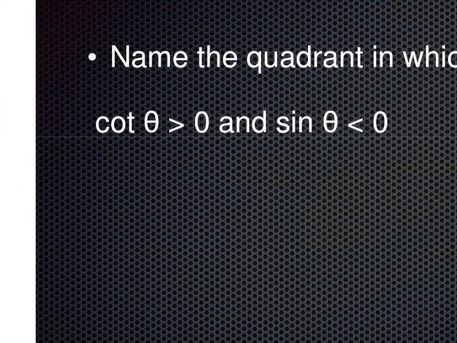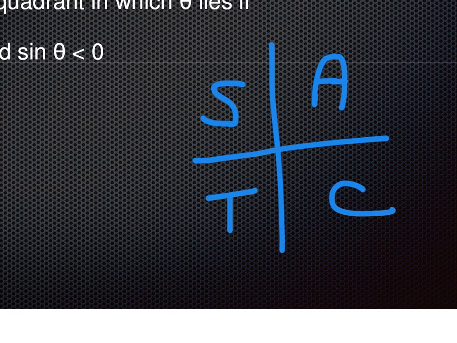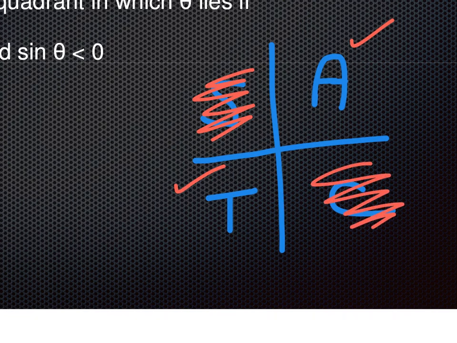So watch what this says. This says the cotangent of theta is greater than 0. What does that mean? That means that tangent is positive. So go back to your thing. Where is tangent positive? A and T, right? So cross off S and C.